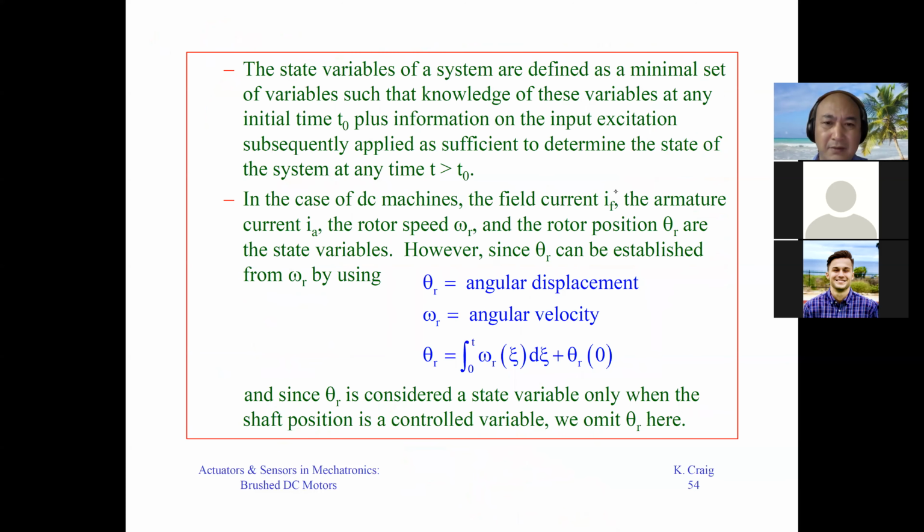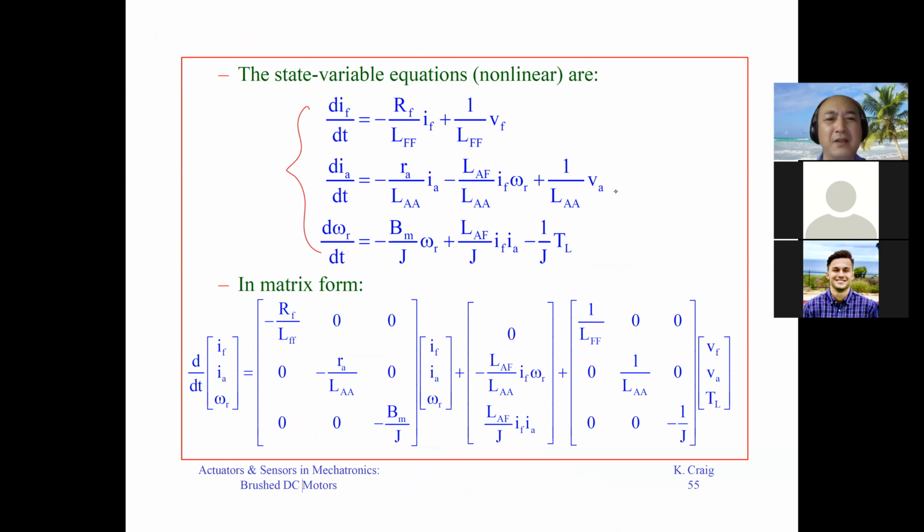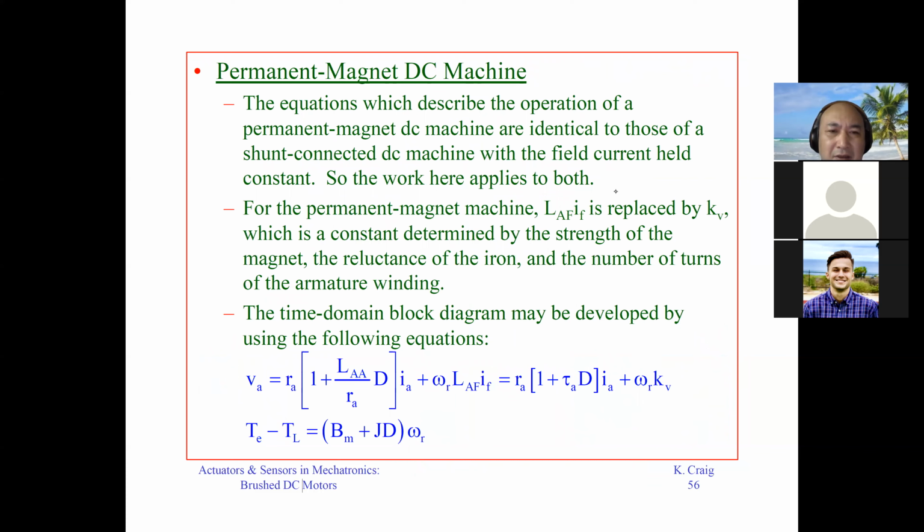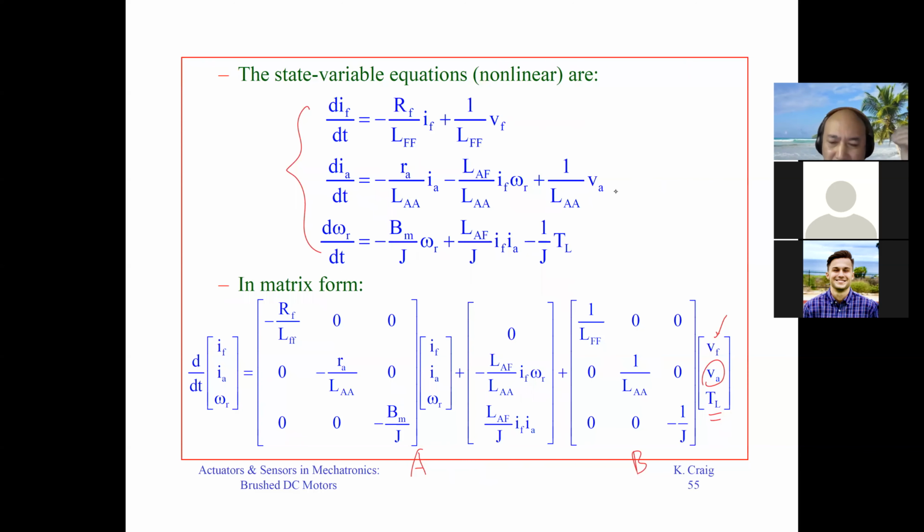So with that, you can write these equations. You can write them in the matrix form. What is the current? VA is here. This is V, and these are the torque, the external torque. But VF could be equal to VA, right? So that's it. That's a steady state equation using a matrix form.